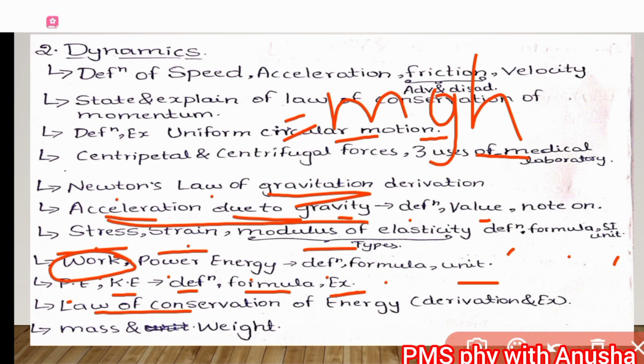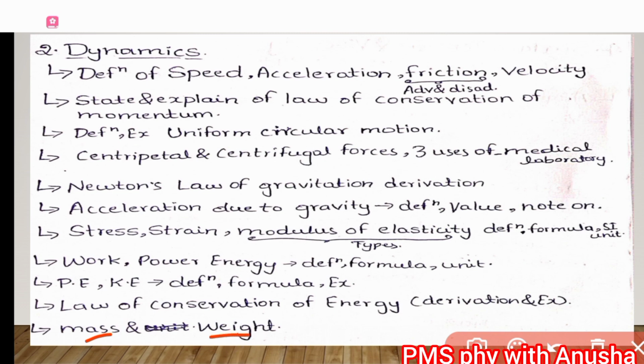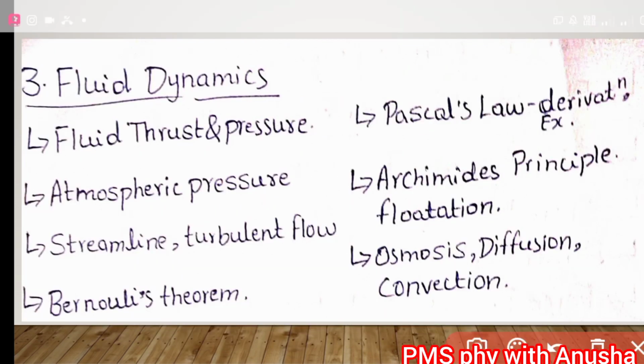Next, law of conservation of energy, the derivation and example. Mass and weight: here you have to mention the definition, their example, and also mention whether mass or weight vary from place to place or not.